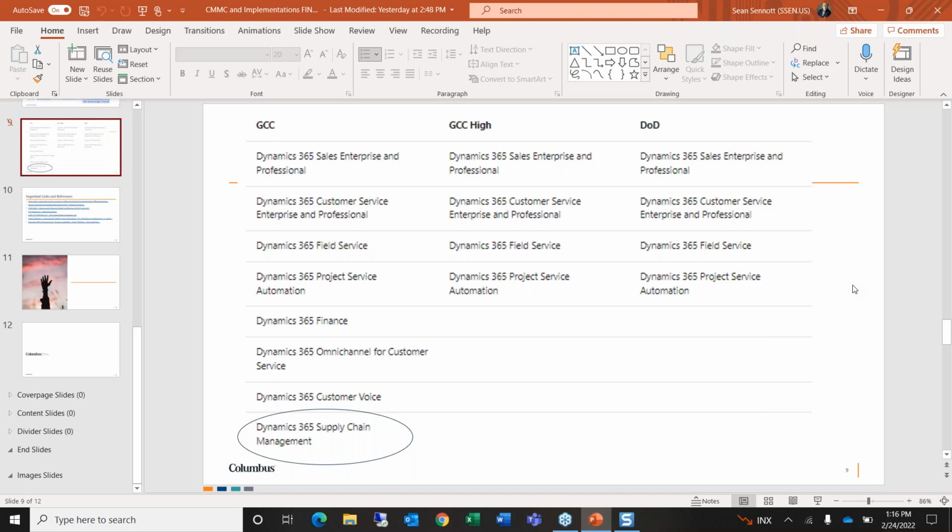In the instance that I'm working with right now, I've got a client that wants to have email, wants to have their Teams, wants to have all of their Office on the GCC High Cloud, but Dynamics Supply Chain is not included in that on the cloud. So they're trying to make the decision, and we're working with Microsoft to figure out how can we do both simultaneously.